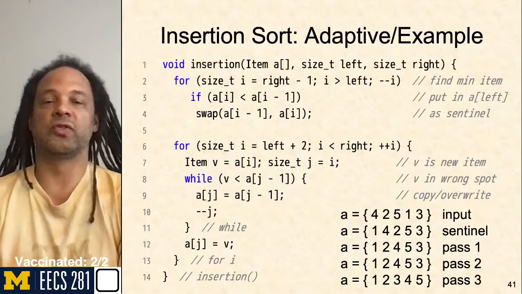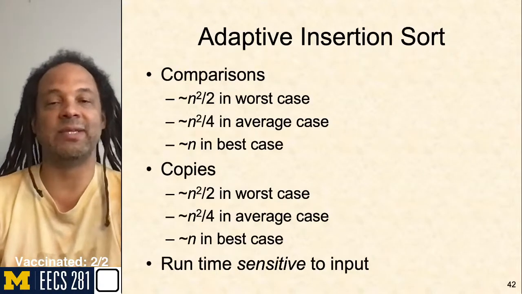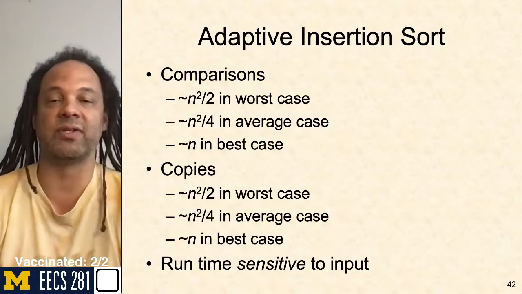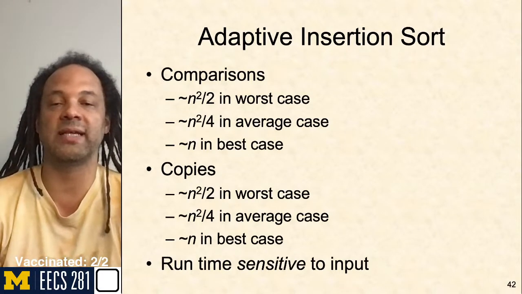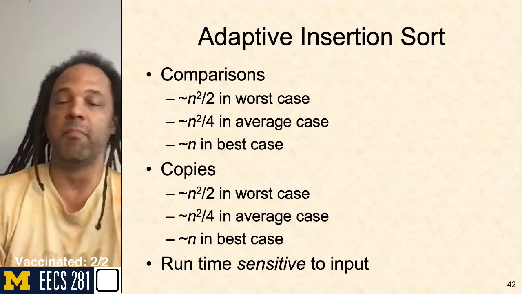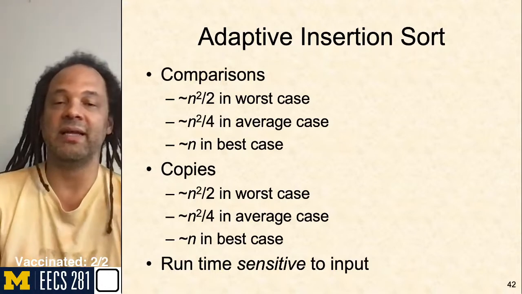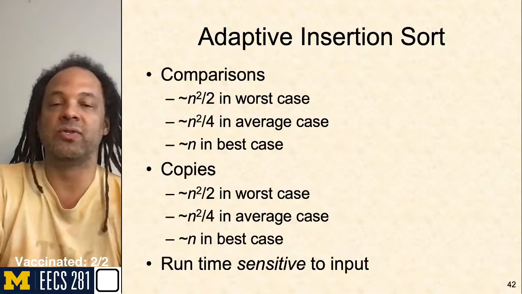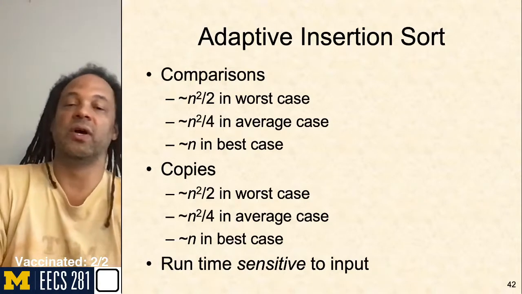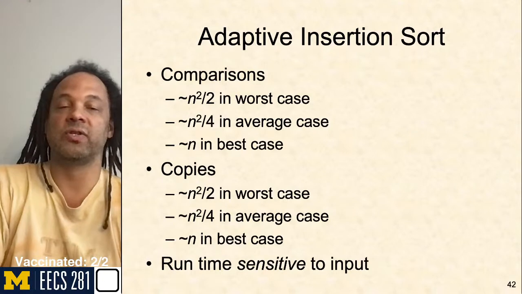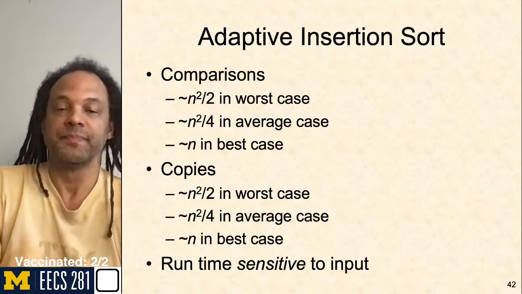That's our insertion sort. As we look at it from the analysis side, we see that we still have our worst case, average case, n squared comparisons. N squared over 2 in the worst case, n squared over 4 in the average case. But in the best case, insertion sort has now gone down to approximately n comparisons. That's an improvement. That's good. So if we've got already sorted data, insertion sort has just lost a lot of penalty.